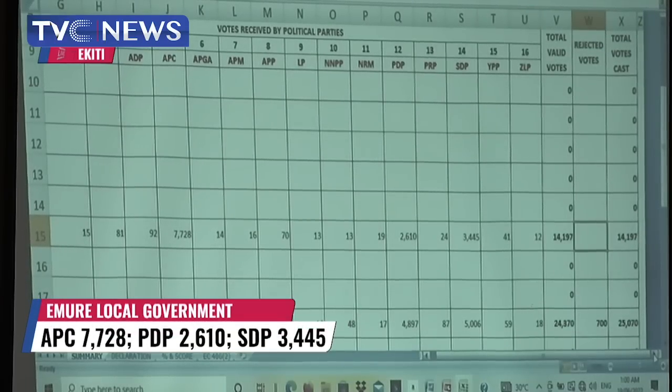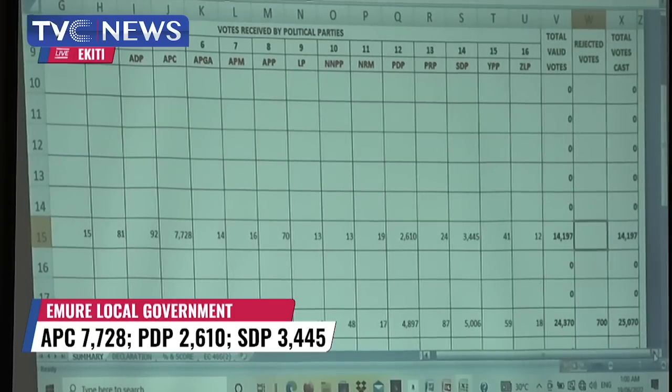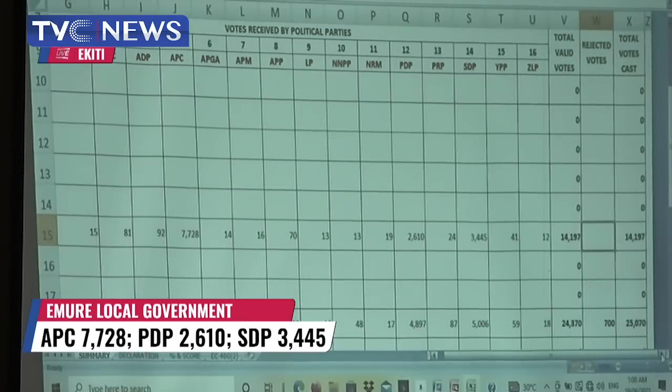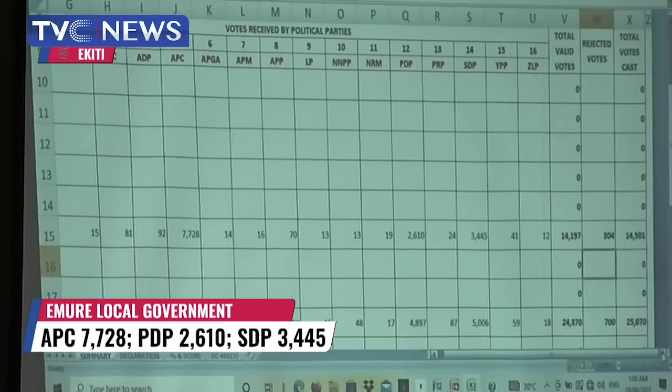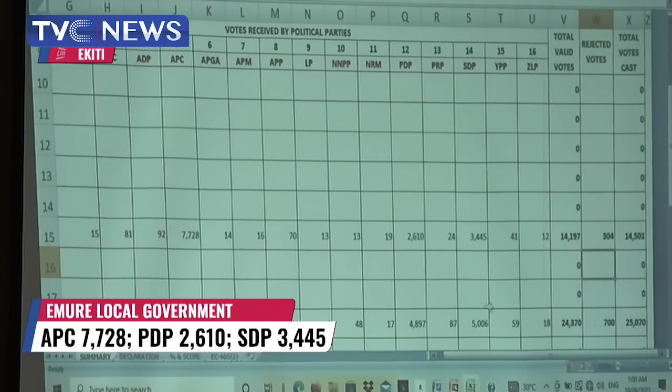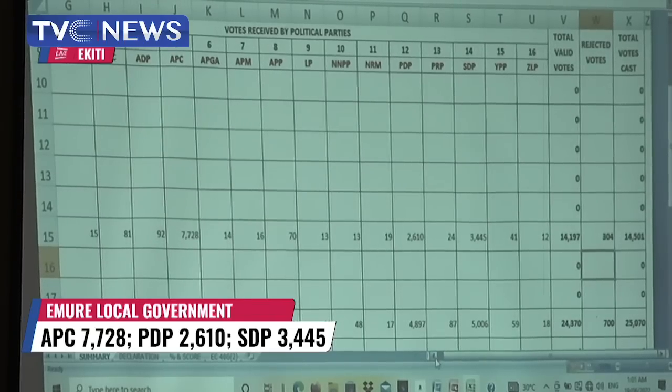Total valid votes, 14,197. Rejected votes, 304. Total votes cast, 14,501. We don't have any EC40G.